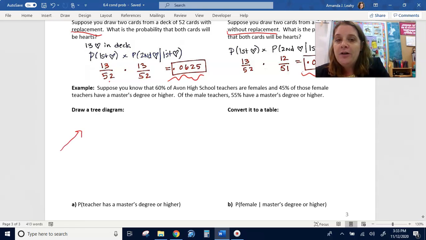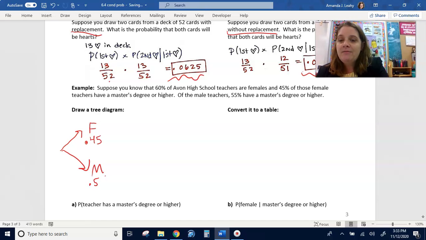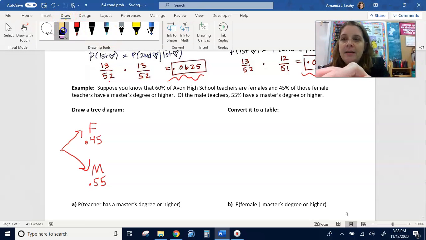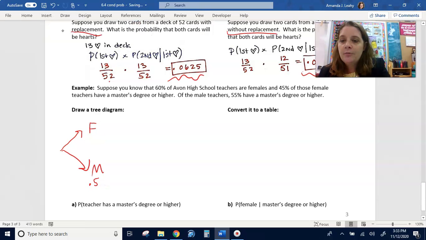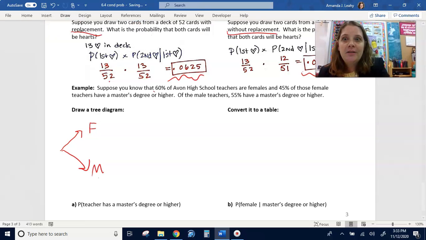We're going to start off with females. It says 45% of Avon High School teachers are female, so I'm going to put 45. And then the rest of that 100%, that complement, would be males. All right, so if 45% are female, that would mean the rest of that 100% are males. Oh, and I read the wrong one. Oh, how embarrassing. Let me get my little eraser out. Eraser of shame. Here we go. Let me try again. Let's see if I can read this time.